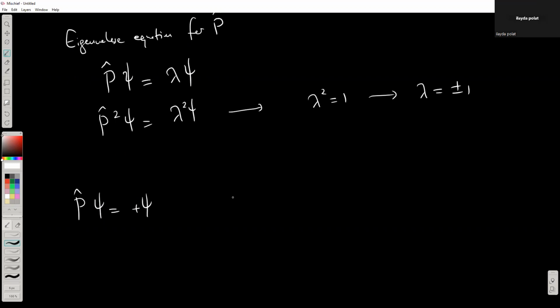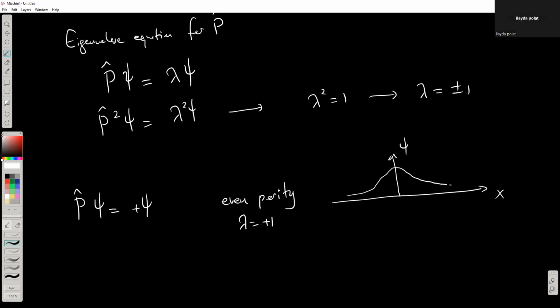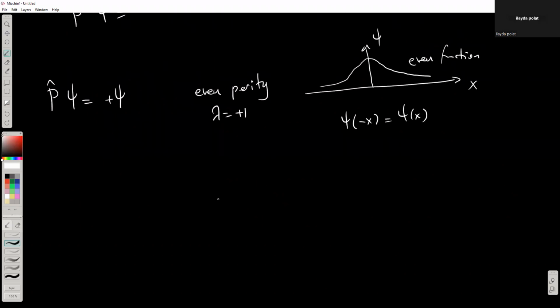One is called an even parity state, even parity, where the eigenvalue is +1. For example, in 1 dimension, this corresponds to a wave function which is even under this inversion, right? Psi of -x is equal to psi of x. So this is like an even function. Okay. That's for even parity.